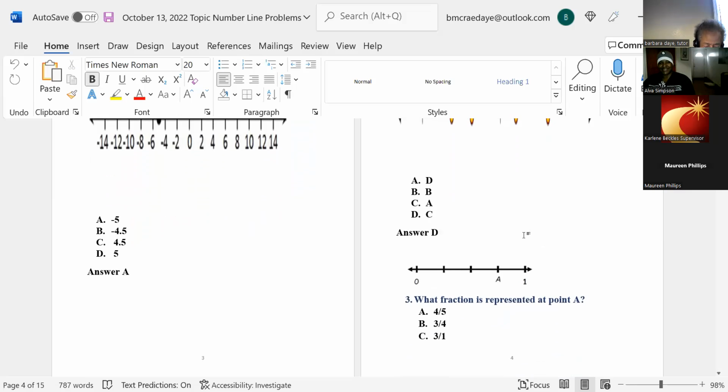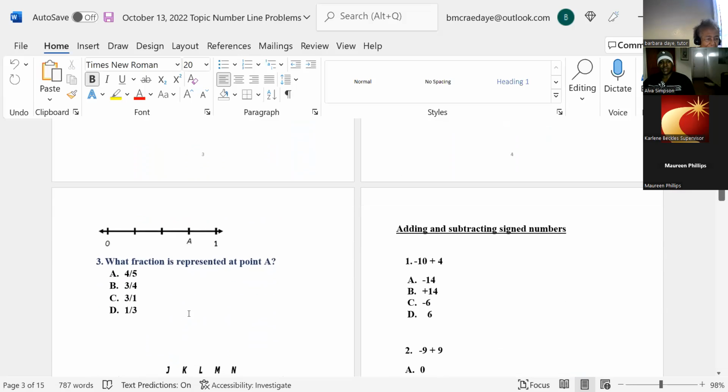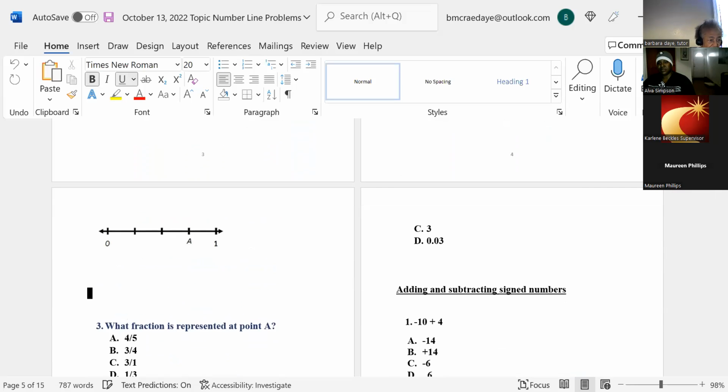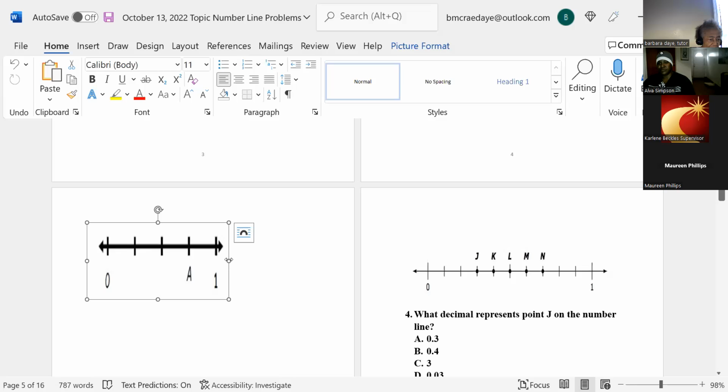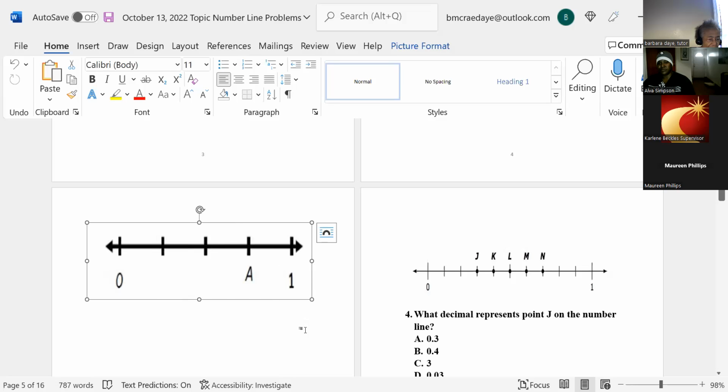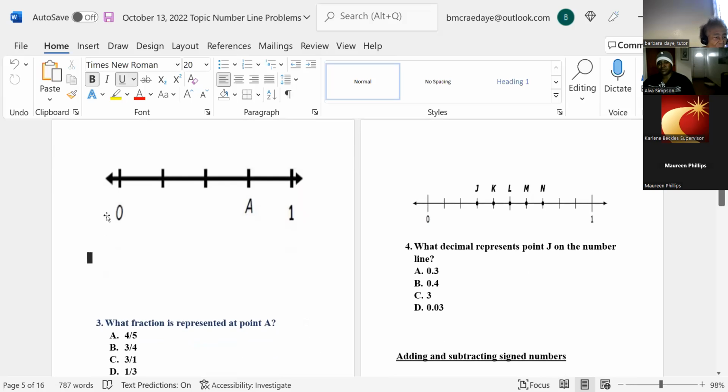All right, let's go to the next one. Michelle, you up for the next one? But this is a fraction, so we may have to explain something to you here. Okay, here's the number line. Let me make it bigger. Now this is from 0 to 1. That means between the 0 and 1 are fractions. So what fractions do these represent here? What do you think, Michelle?